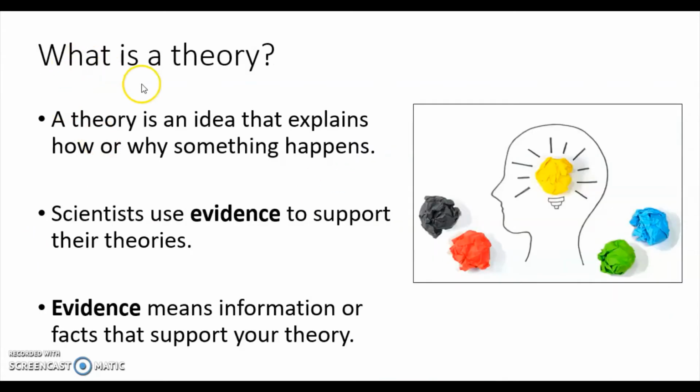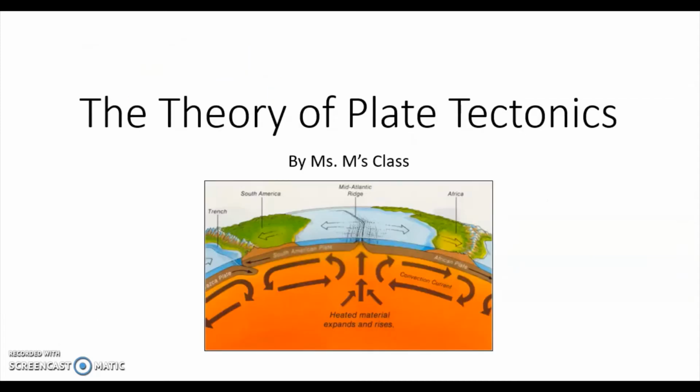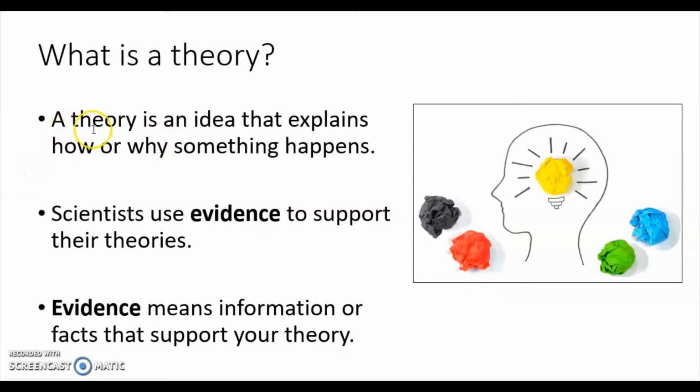Okay, let's move on. What is a theory? Because we are talking about a theory called the theory of plate tectonics. A theory is an idea that explains how or why something happens. So maybe scientists are going, well, why is there so much coronavirus? Oh, because people are infecting each other. They're using that as a clue to what happened. So scientists use evidence to support their theory. Well, what is evidence? Evidence means information or facts that support your theory.